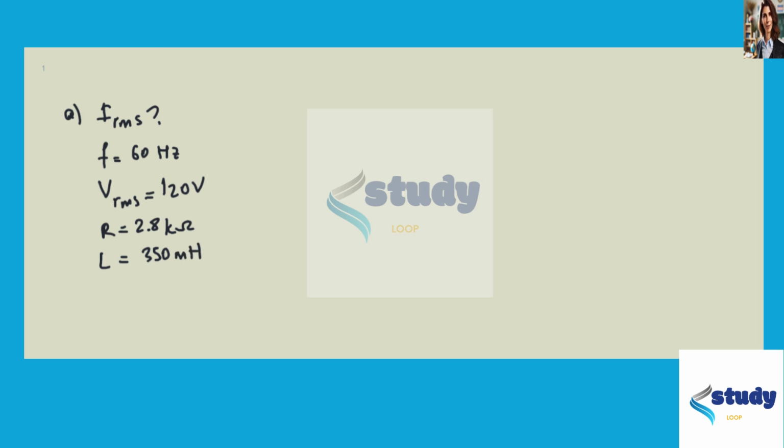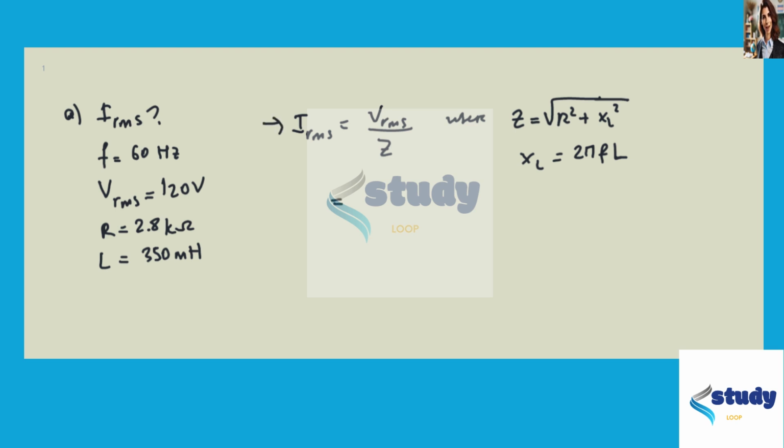So in order to get to the RMS current, we need to divide the RMS voltage by the impedance, right? Where we know that the impedance equals the square root of R squared plus the inductive reactance squared, right? So we know that the inductive reactance is 2 pi f times the inductance L. So we put everything back in the RMS current equation. So the RMS current is the RMS voltage over the square root of R squared plus (2 pi f L) squared.